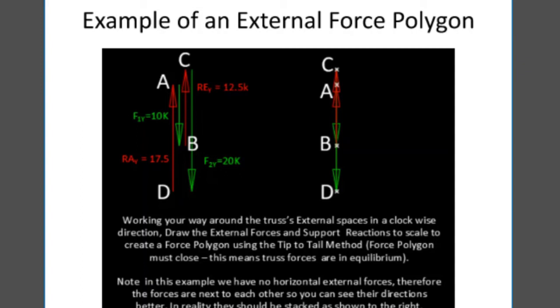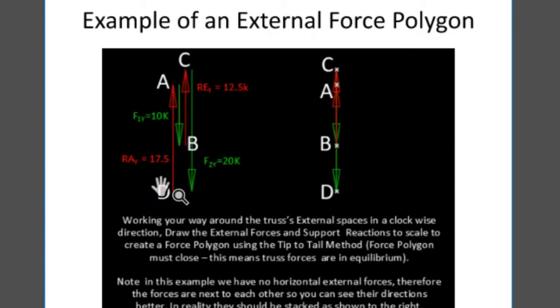Here we see an example of the external force polygon. Working your way around the truss's external spaces in a clockwise direction, we draw the external forces and support reactions to scale to create the force polygon using the tip-to-tail method. The force polygon must close. This means that the truss's forces are in equilibrium. Note that in this example, we have no horizontal external forces. Therefore, the forces are next to each other only so that you can see their directions better, as shown here to the left. In reality, they should be stacked as shown to the right.